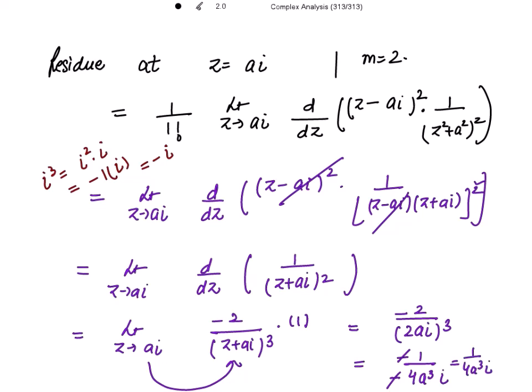You can also rationalize this by multiplying and dividing by iota. Iota square is again negative 1. So this is minus iota divided by 4a cube. It's your choice how to write. That is also correct and this is also correct.